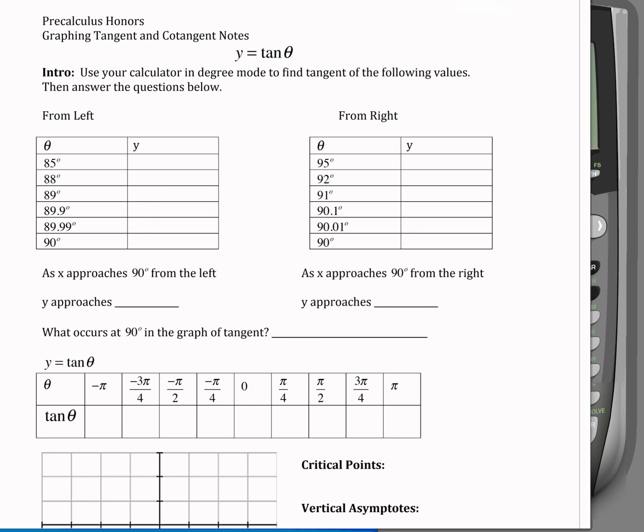This video is going to be an introduction to the tangent and cotangent graphs. A little different than the sine and cosine graphs, but some of the information and how we will do the transformation stuff will be the same with a different parent graph.